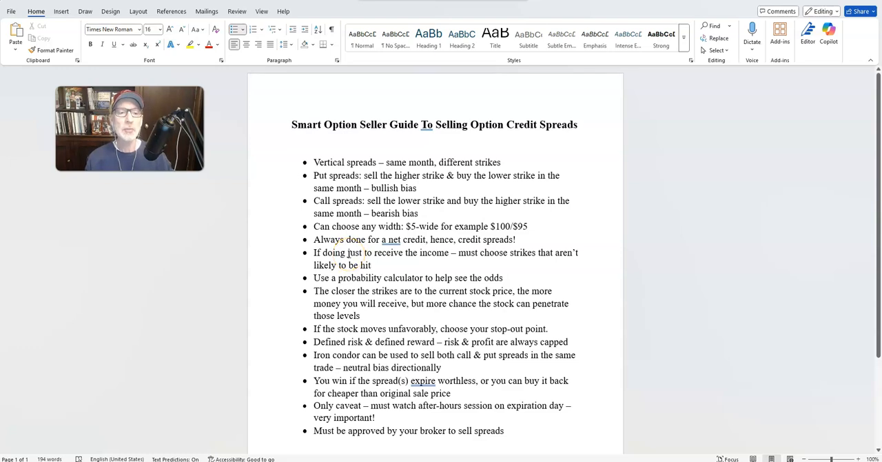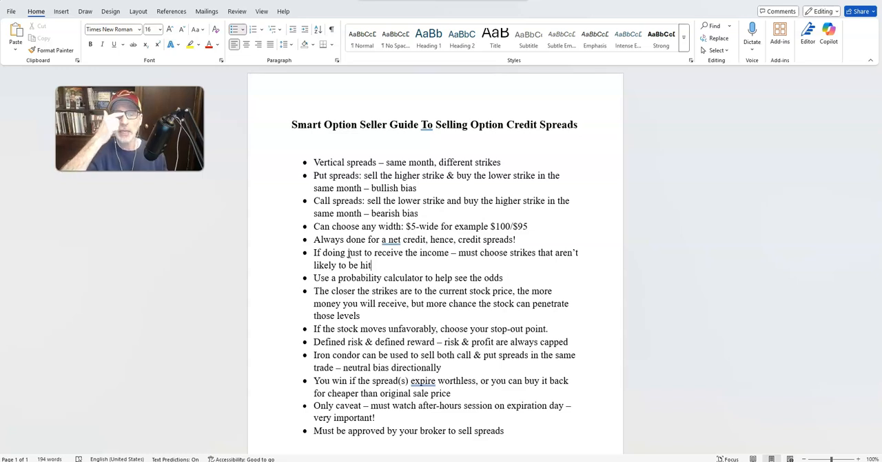If you're selling these spreads just to collect the income because you're not interested in being assigned or exercising shares of stock, you have to choose strike prices that are not likely to get hit by the stock by the time of the expiration date. Which means if the stock is here, whatever this fictitious level is, and you don't want to be assigned or exercised, you've got to choose strike prices that are pretty far away from the current price of the stock to give you a good buffer that the stock is not likely to reach.